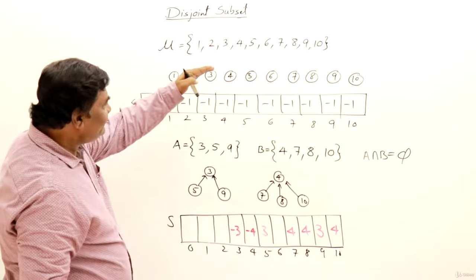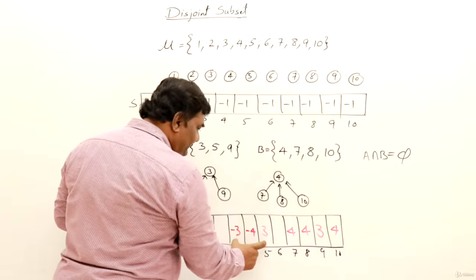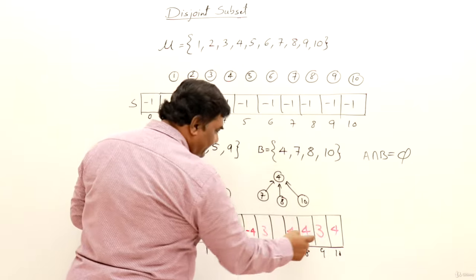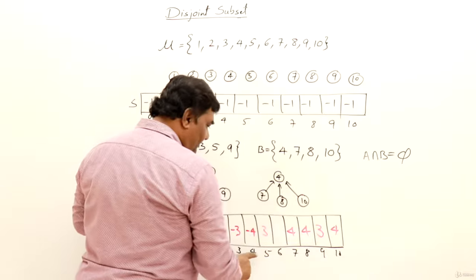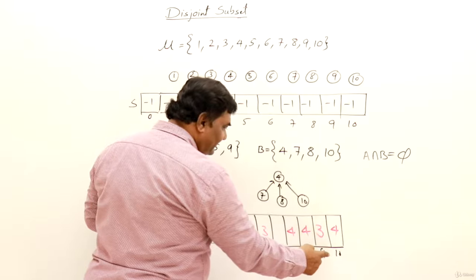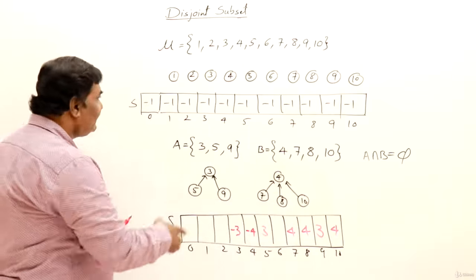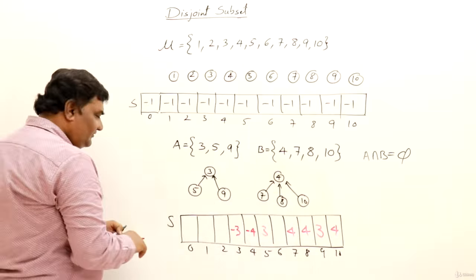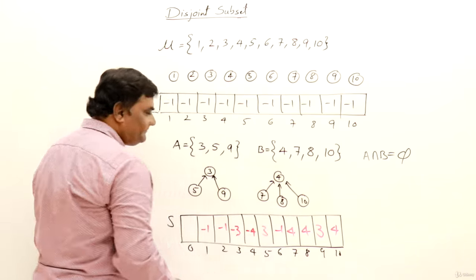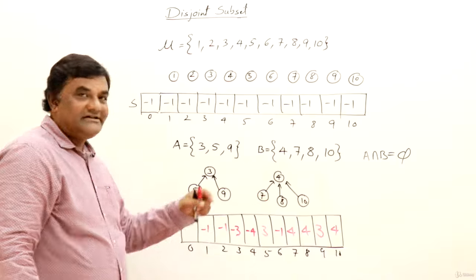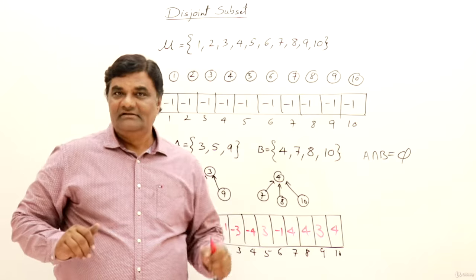So from that universal set, we have prepared one subset A and one subset B. These elements, 3, 3, 3, are forming a subset that is A, and this 4 and the 7, 8 and 10 are forming a set that is B. What about the rest of the elements? They are not yet included. So let us put all of them as -1. So that's all. This is the representation of disjoint subsets in a universal set.